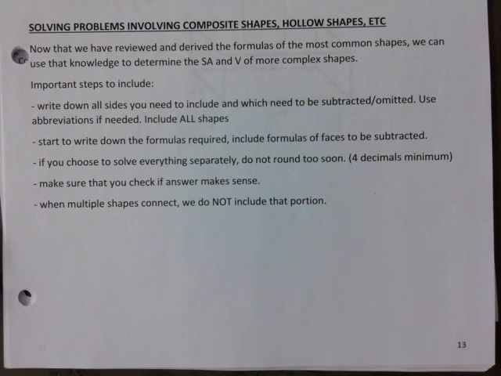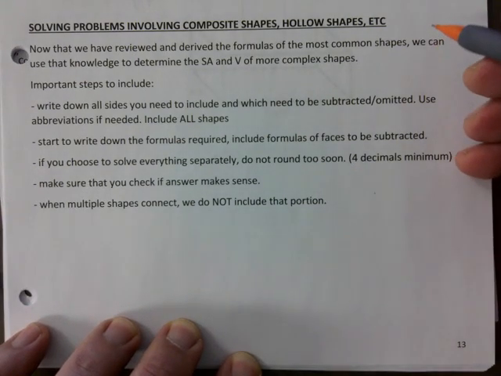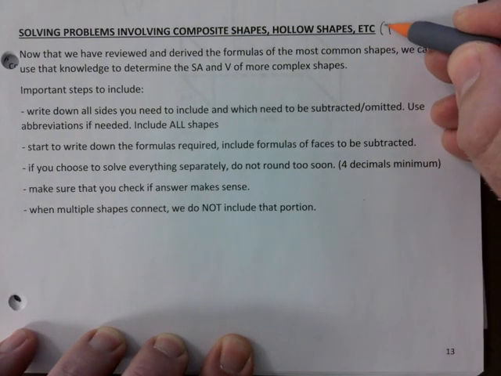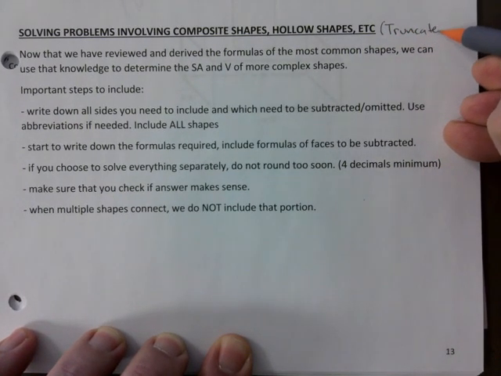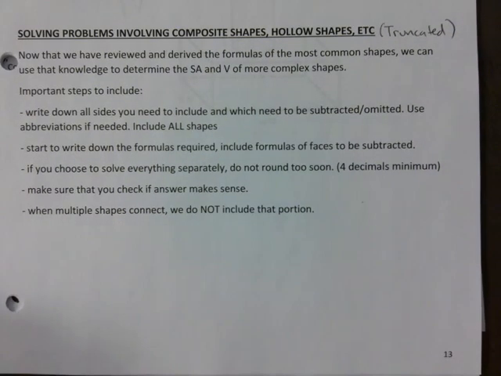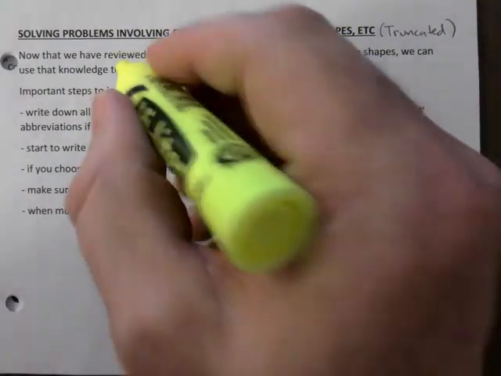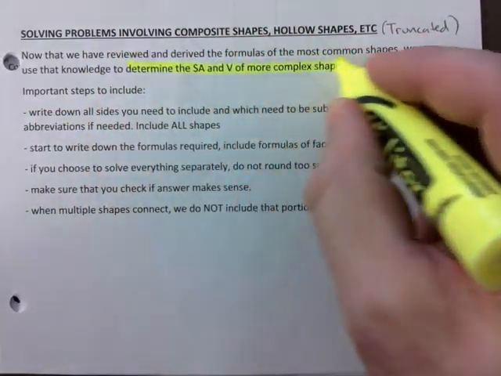All right. So here we go. Solving problems involving composite shapes, hollow shapes. Should I say truncated? I don't know if you ever heard of the word truncated. It just means cut off. Like you chop off the top, and it's like, hey, this is what remains. Like what would be the surface area of that, right? So now that we've reviewed and derived the formulas of the most common shapes, we can use the knowledge to determine the surface area of more complex shapes.